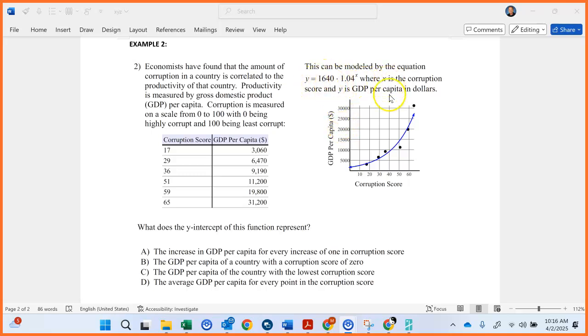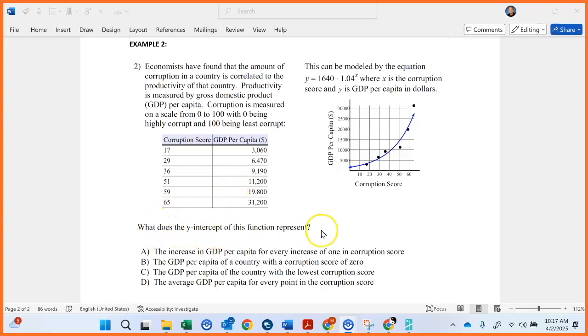So it's kind of like the one before: you've got an equation or function, you've got a graph, and you've got a table. And again, most of these we're going to be making decisions based upon the function that models that data, or the graph that models it, not the specific actual values.